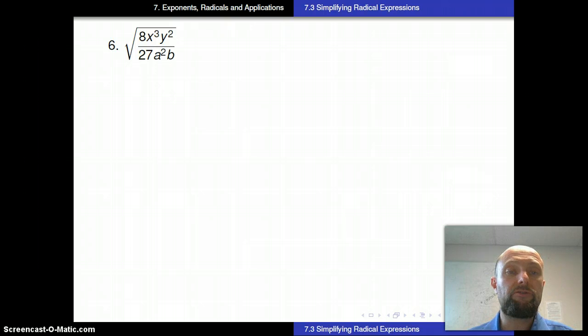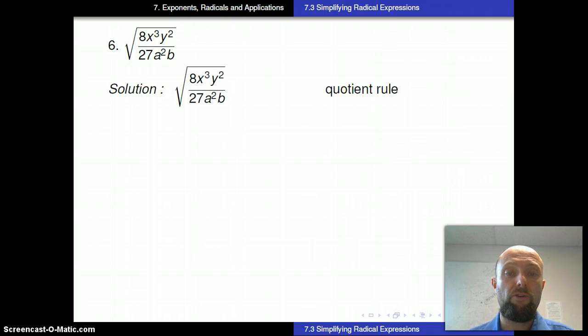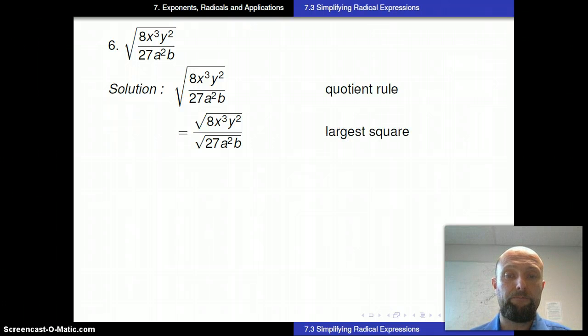Question 6. The square root of 8x cubed y squared over 27a squared b. We start by using the quotient rule and rewriting it as a quotient of two square roots. Next, we simplify each square root. So we start by rewriting each radicand as the largest square times something. 8 can be rewritten as 4 times 2, x cubed as x squared times x, 27 as 9 times 3.